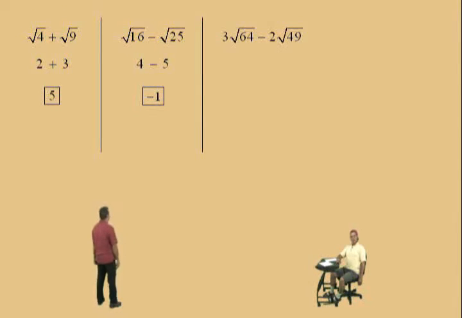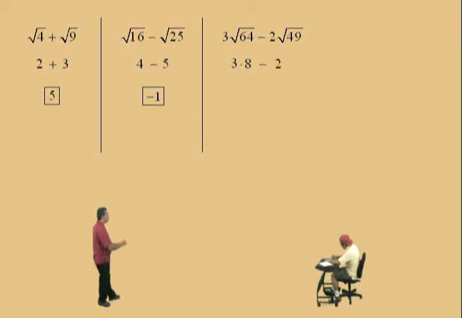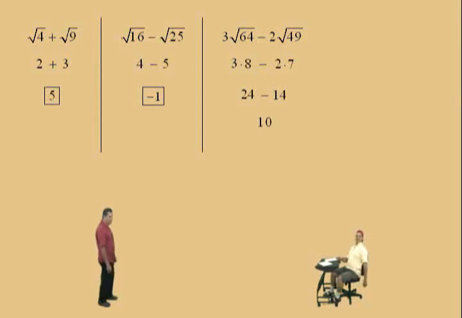Let's do another one, Charlie. Don't get scared. 3 square roots of 64 means 3 times the square root of 64. 2 square roots of 49 means 2 times the square root of 49, Charlie. So, we have 3 times, what's the square root of 64? 8. Plus, subtract 2 times the square root of 49, which is 7. There we go. And 3 times 8 is 24. 2 times 7, 14. And 24 subtract 14 is 10. Very nice there, Charlie.